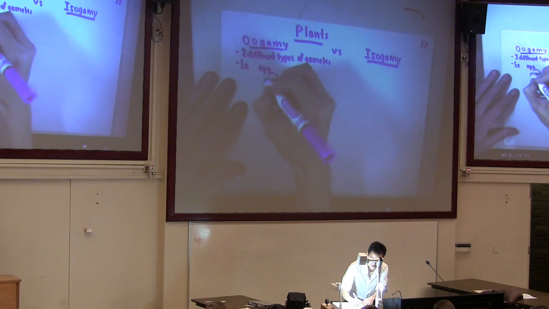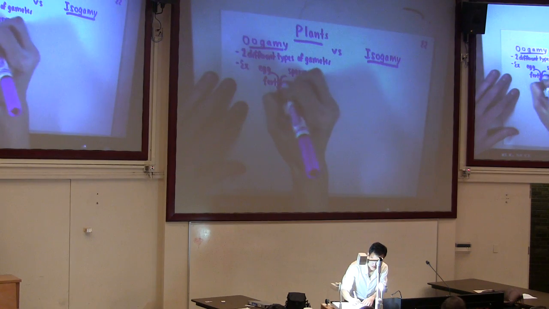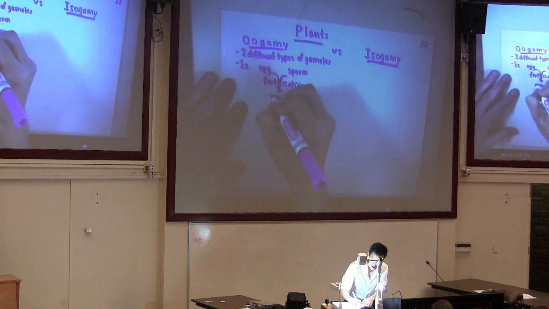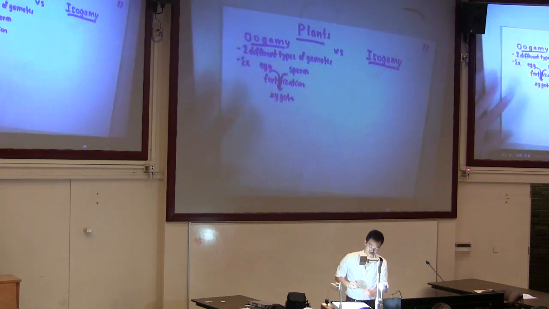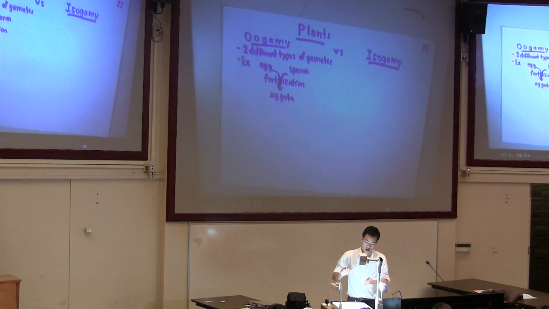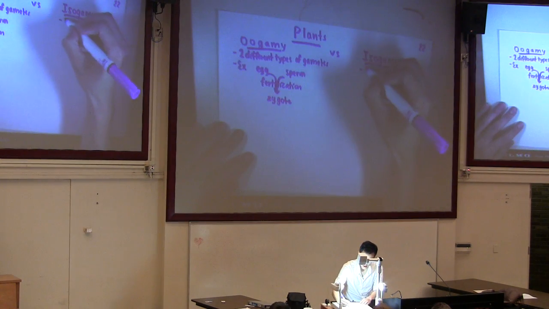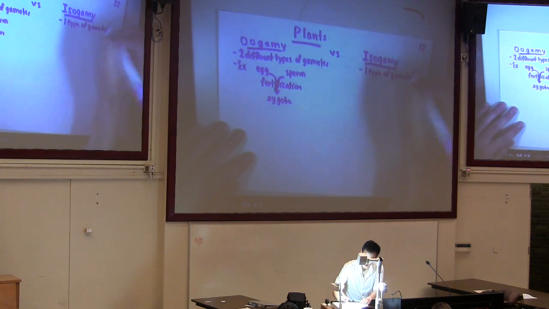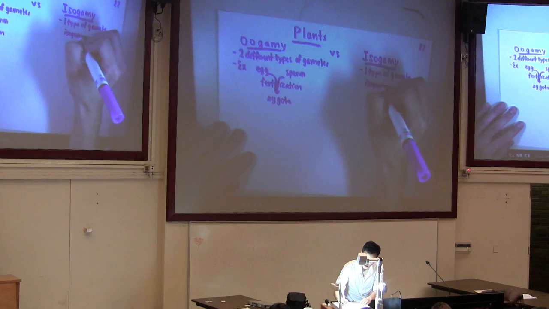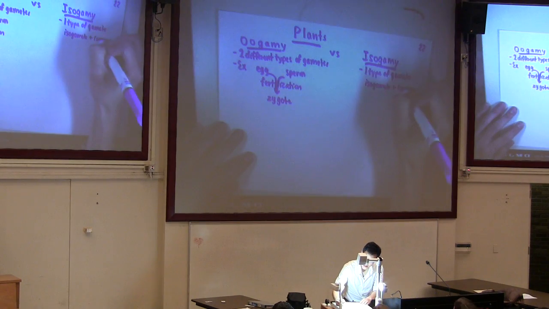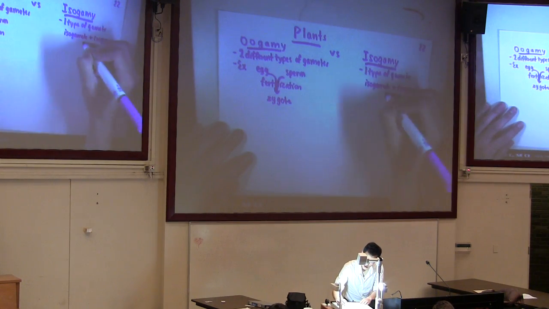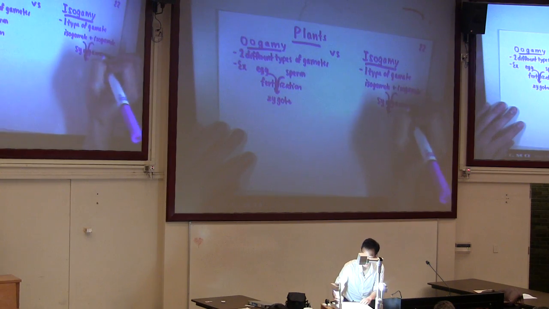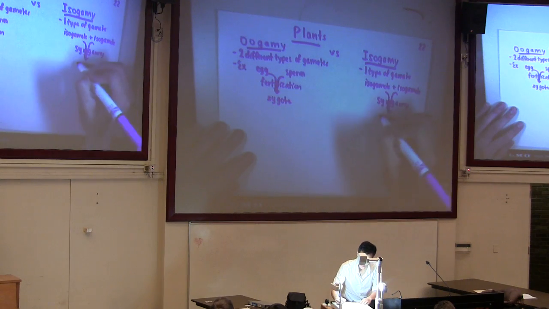combine via fertilization to produce a zygote. Right? How is isogamy different? Yeah, one type of gamete. So you have isogamete plus isogamete undergoes syngamy, S-Y-N-G-A-M-Y, to produce a zygote.